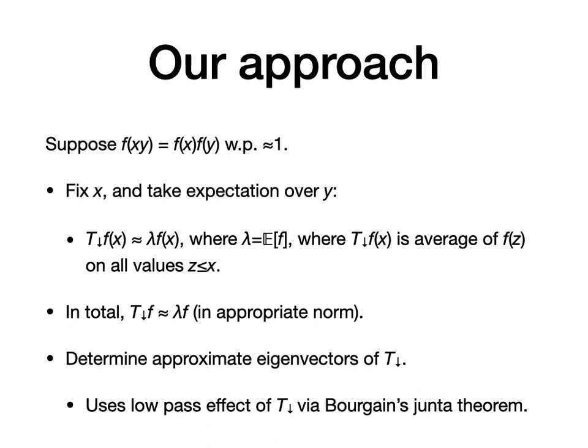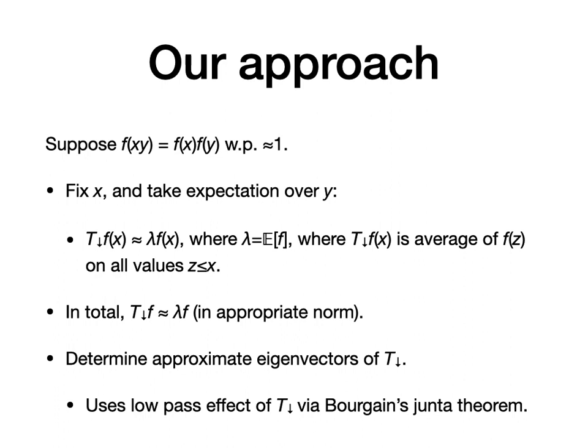Let us fix some x and take expectation over y. What we get on the left-hand side is some sort of averaging of f at the point x. This is what we denote here by T-down f. What is T-down f at the point x? It's the average of f of z over all values z which are below x. This is also known as the one-sided noise operator. On the right-hand side, what we get is just lambda times f of x, where lambda is the expectation of f.